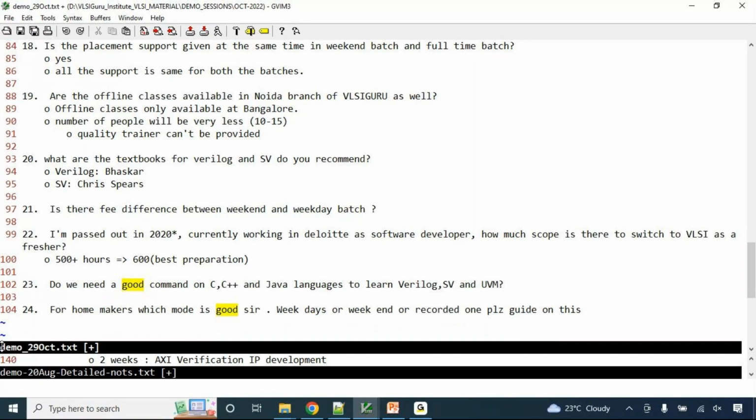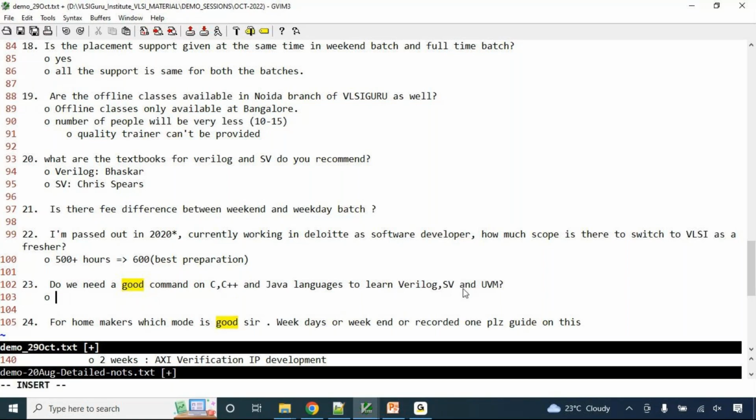Next, do we need a good command of C, C++, Java languages to learn Verilog, SV, UVM? See, good to know. Good to know, C or C++. Not essential.